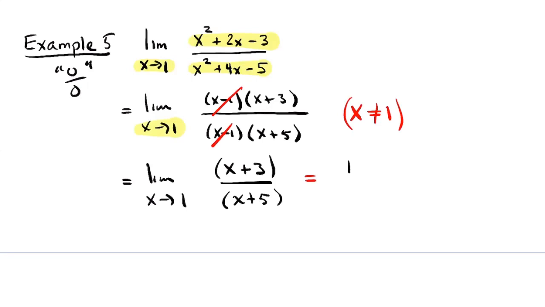So what do we get? We get 1 plus 3 in the numerator. We get 1 plus 5 in the denominator. That's 4 over 6, or if you like your fractions reduced, that's 2/3.